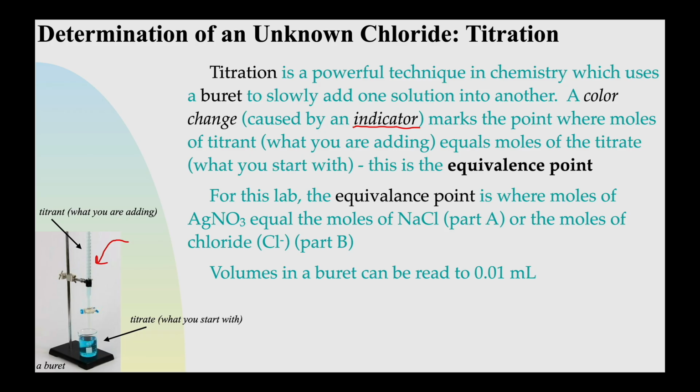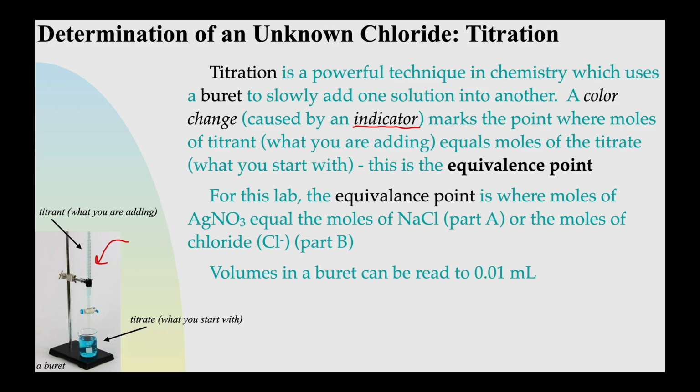Now in part A, we're going to start with so many moles of sodium chloride. So that's going to be what we're going to find is equal. So the equivalence point in part A means that the moles of sodium chloride equal the moles of silver nitrate that we've added. In part B, we don't know the source of chloride, but we can still say that at the equivalence point, the moles of chloride equal the moles of silver nitrate added. So you can see if the moles are equal, then we can start to do lots of different transformations and stuff like that, which is cool.